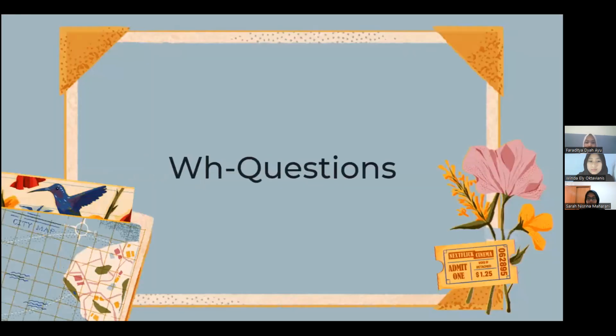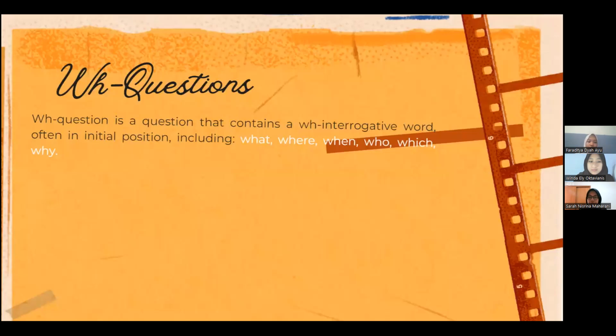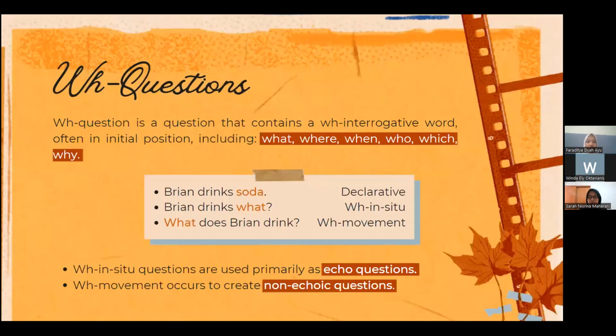So next we're going to talk about WH questions. A WH question is a question that contains a WH interrogative word, often in initial position, including what, where, when, who, which, and why. Let's take a look at this declarative sentence.